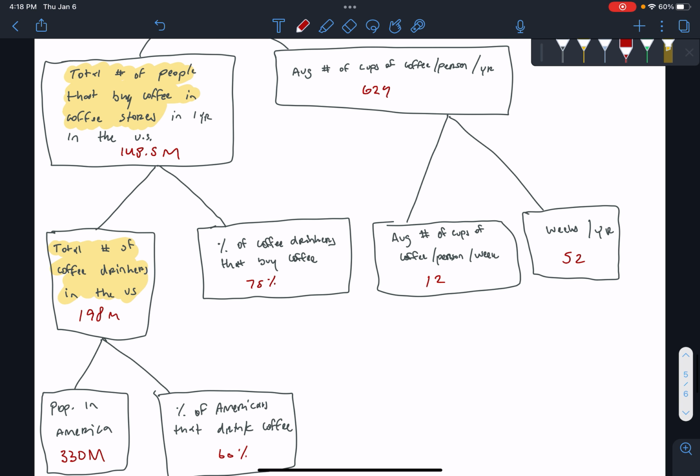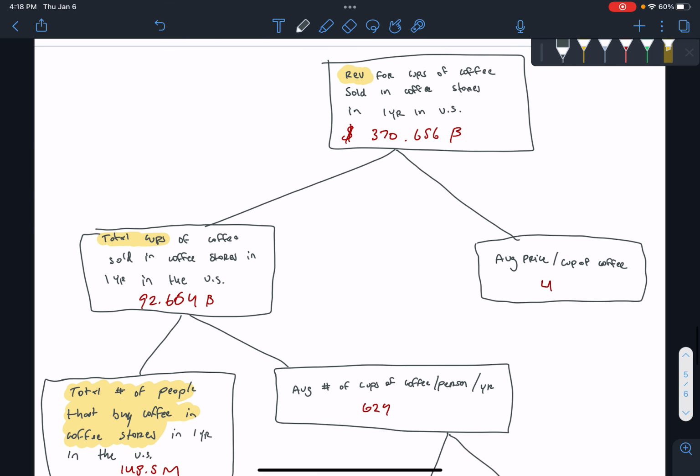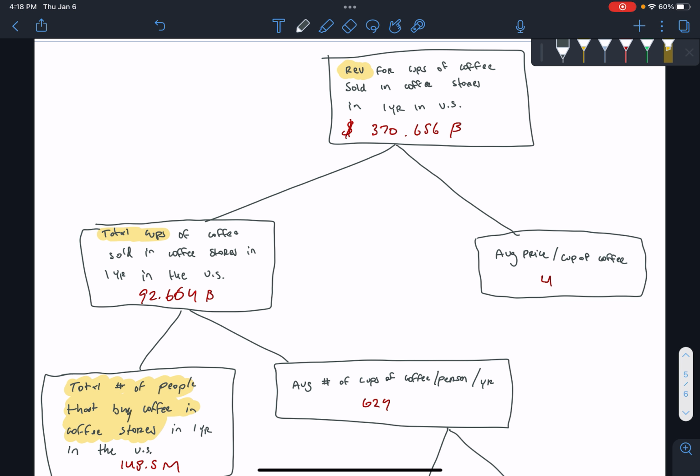I would assume it's probably somewhere in this percentage of coffee drinkers that buy coffee. Maybe not this high of a percentage buys them. But again, the point of these Fermi estimations is to get within a magnitude or so of the true correct answer. So hopefully this process made sense.